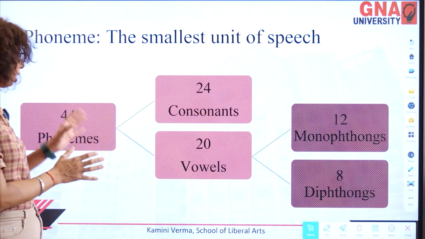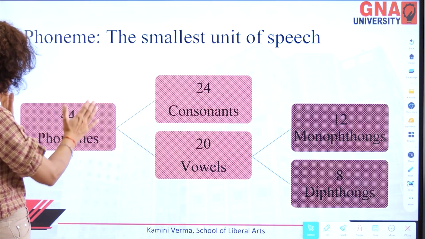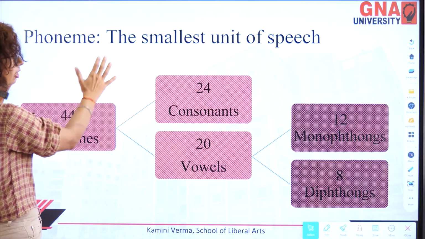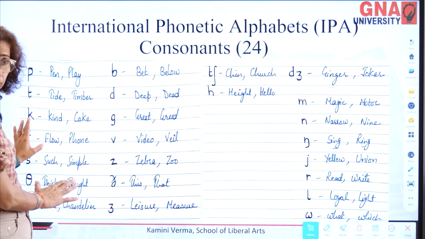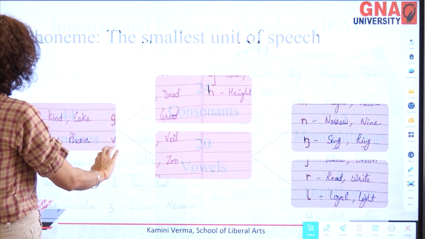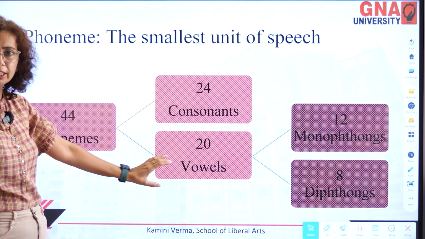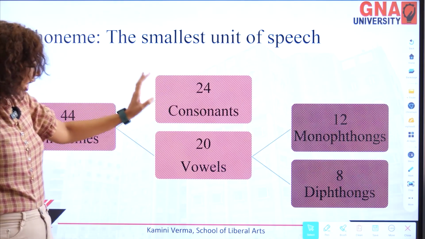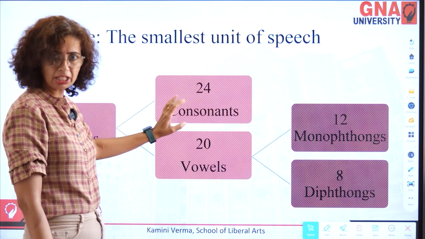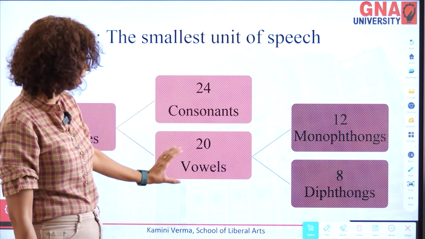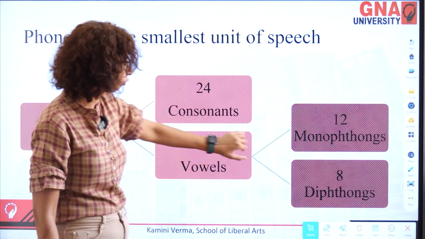In today's session, recapitulating the previous things, the phoneme is the smallest unit of speech, of which there are 44 in total. These 44 phonemes are further divided into 24 consonants and 20 vowel sounds. We have covered the 24 consonantal sounds in the previous sessions, and in today's session our major focus is on the vowel sounds, monophthongs and diphthongs.